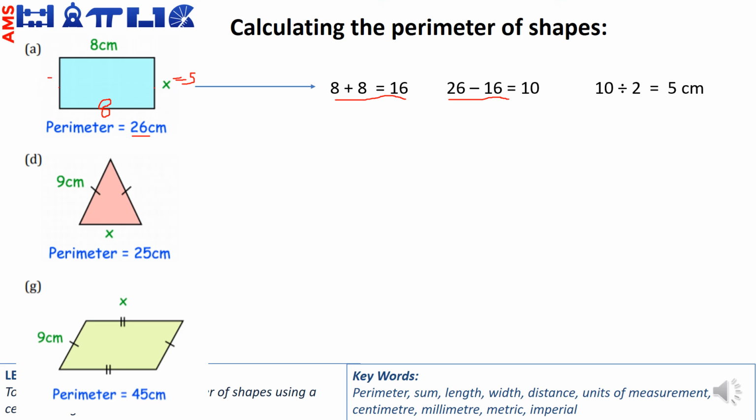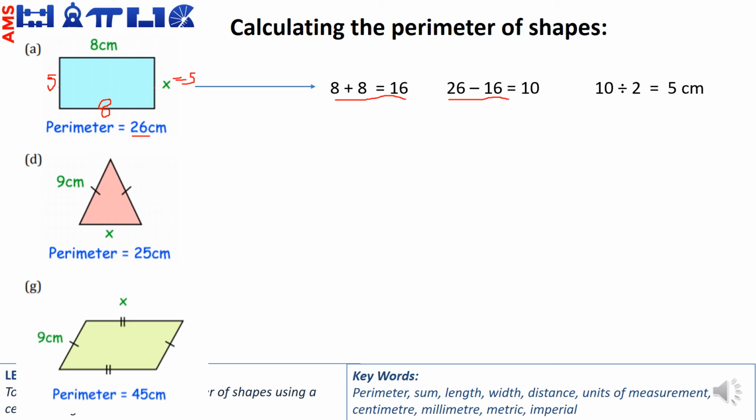If we add these, we should end up with the perimeter that was given initially. So 8 plus 8 is 16, plus 5, 21, plus 5 more gives us 26. So the length marked X is definitely 5 centimeters.